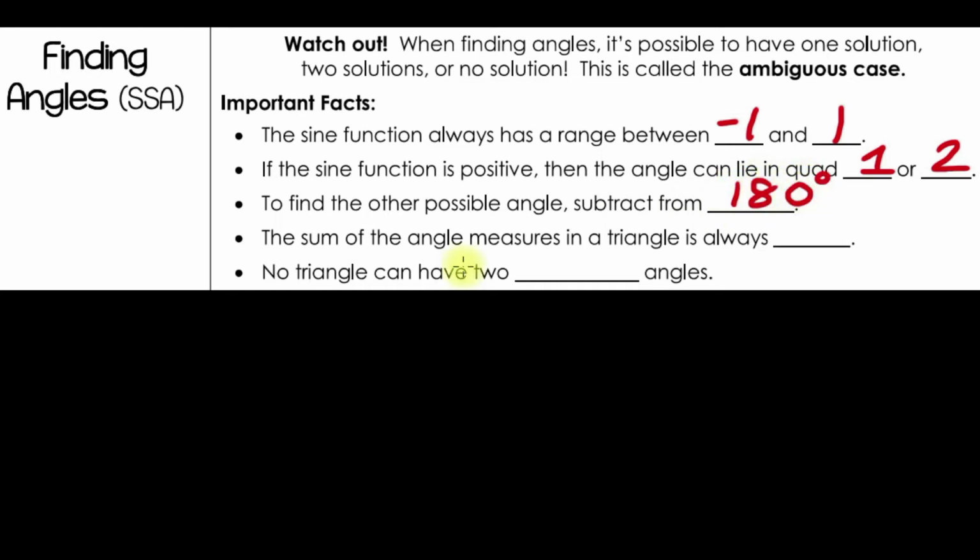And then the sum of the angle measures in a triangle is always going to be 180 degree. So if you add up all three angles, okay, it must be 180 degree in order to be a triangle. And then here, no triangle can have two obtuse angles. Okay, an obtuse angle is greater than 90 degree. Okay, you cannot have two angles that are bigger than 90 degree.